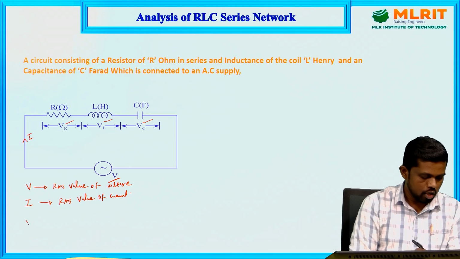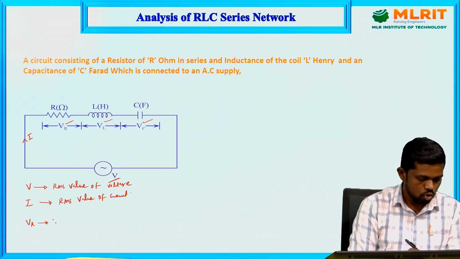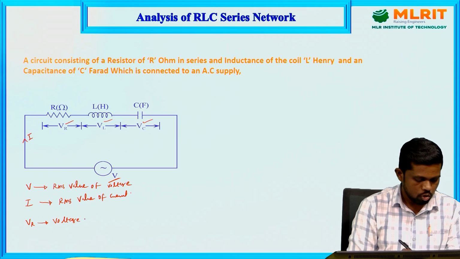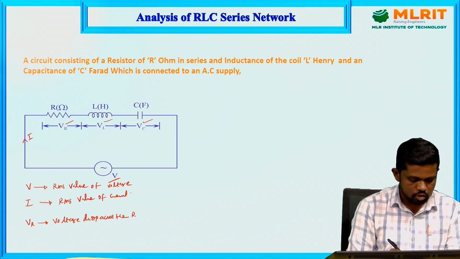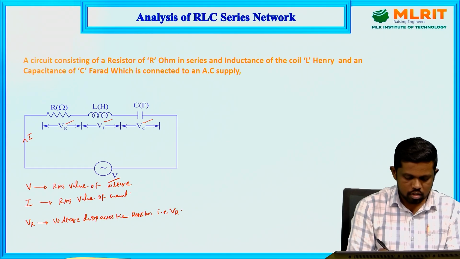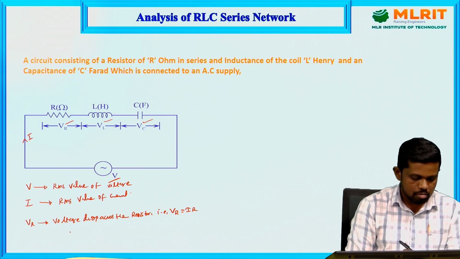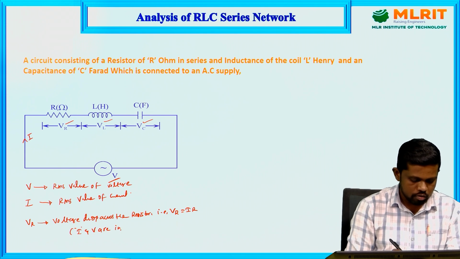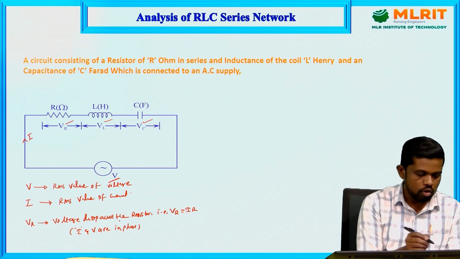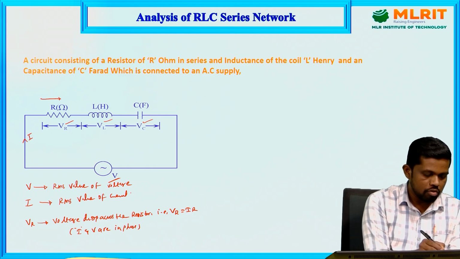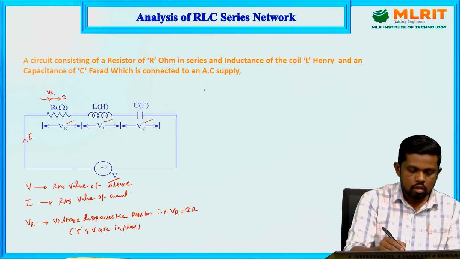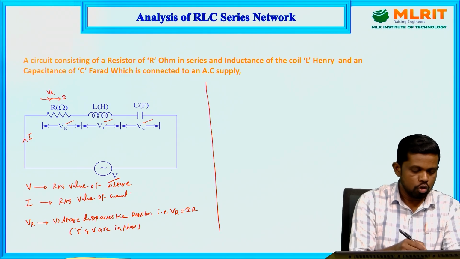First we take VR, the voltage drop across the resistor. In terms of Ohm's law, we can expand this as I into R. In this case, the voltage and current are in phase, both in the same phase. With reference to the current, the voltage of the network is in phase. This is VR.